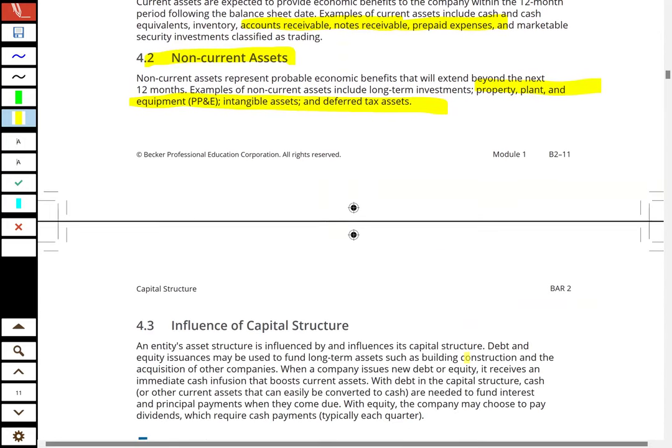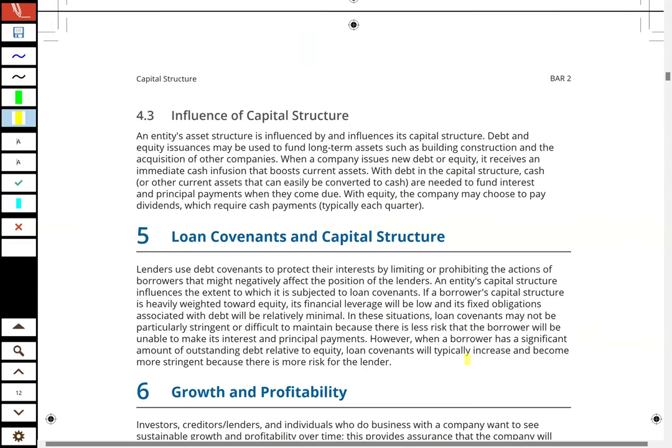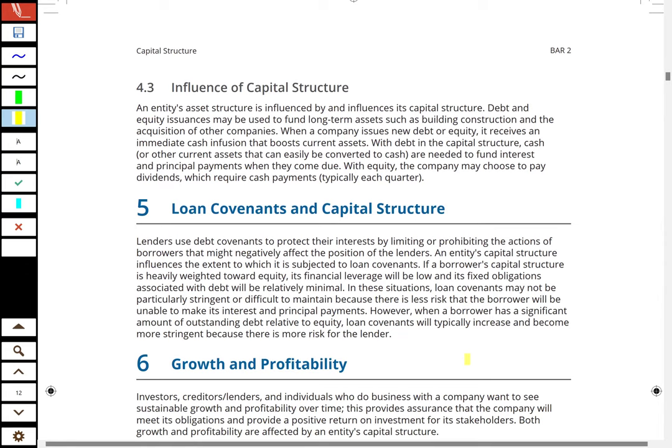When we look at loan covenants, let's just make sure we understand what loan covenants are. When a borrower has a significant amount of outstanding debt relative to equity, loan covenants will typically increase and become more stringent because there is more risk for the lender. So the lender will say, we'll lend you this money, but you must maintain a debt to equity ratio of X percent. And if that debt to equity ratio starts to climb above a certain percent, they may say the interest rate on the loan is going to increase, or perhaps they're going to call the debt at that point in time. Those are loan covenants, and they do that for the protection of the lender.